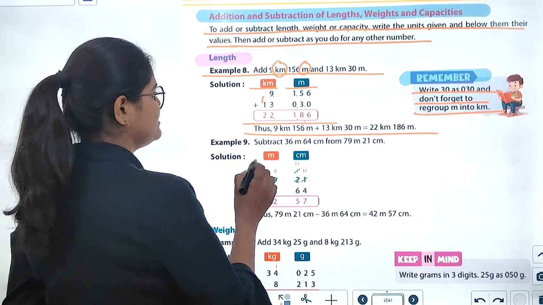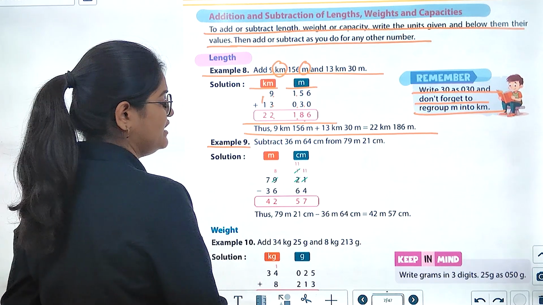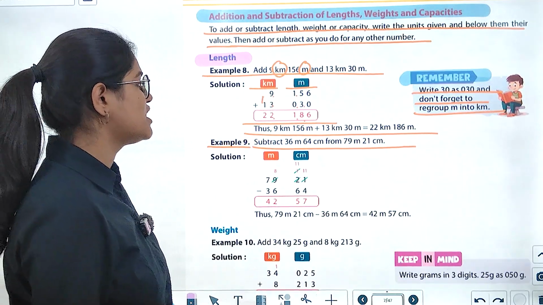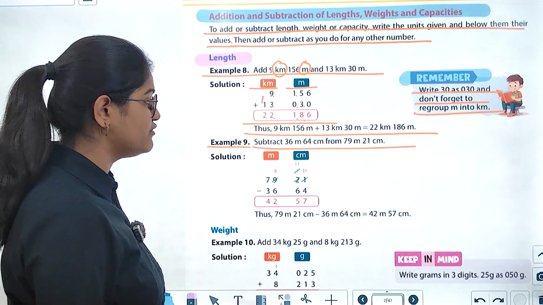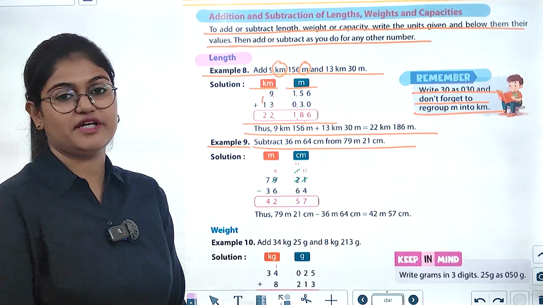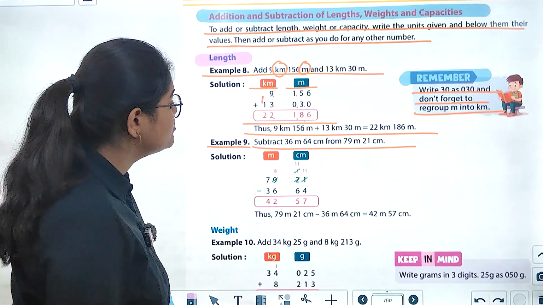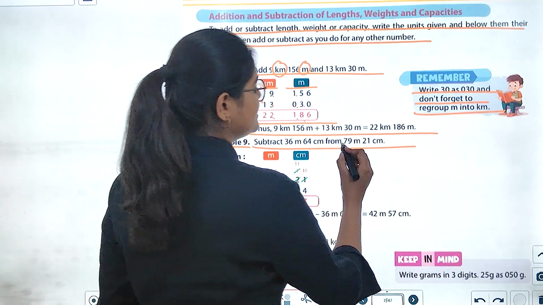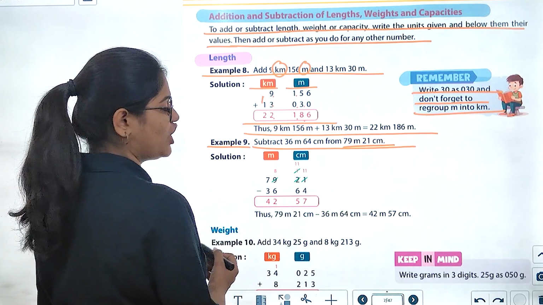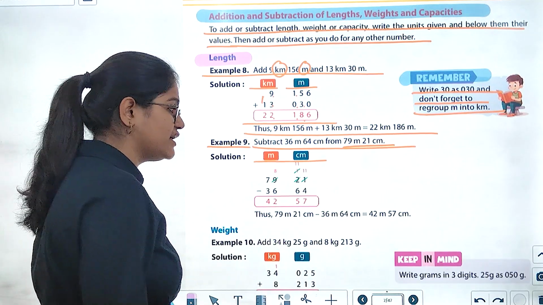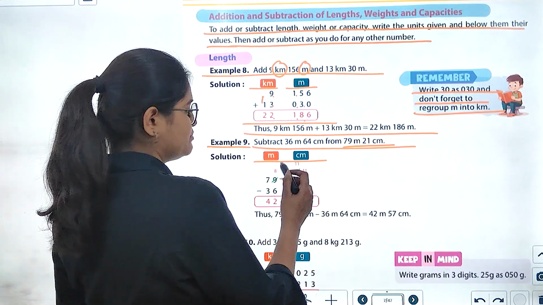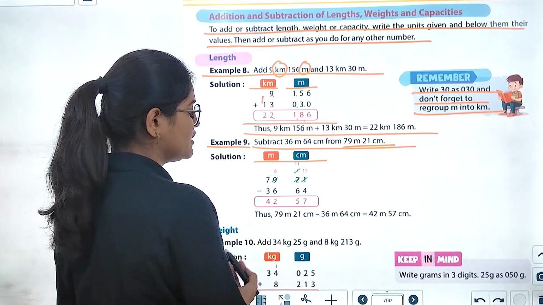Now, it says example 9, which is subtract 36 meters 64 centimeter from 79 meter 21 centimeter, correct? तो हम क्या करने वाले हैं, 79 meter 21 centimeter पहले अरेंज करेंगे in the columns of the two, that is meter and centimeters. Then we're gonna subtract these numerals as usual.